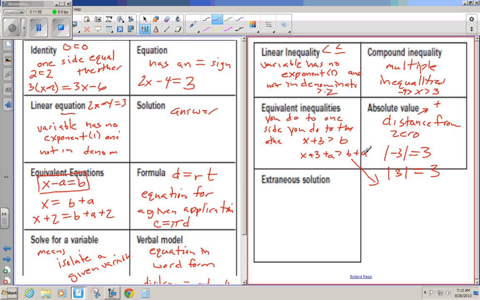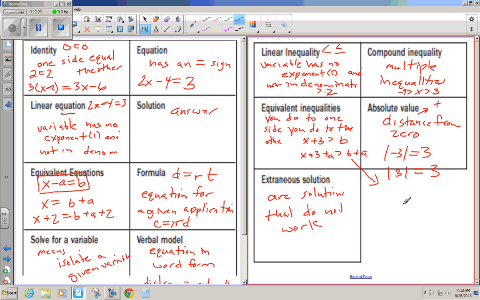Extraneous solutions are solutions that do not work. So sometimes you're going to be given an equation, you're going to be asked to solve it, and you're going to come up with 2 answers. Now, sometimes there are 2 answers. But sometimes that second answer you get or that first answer you get is extraneous.